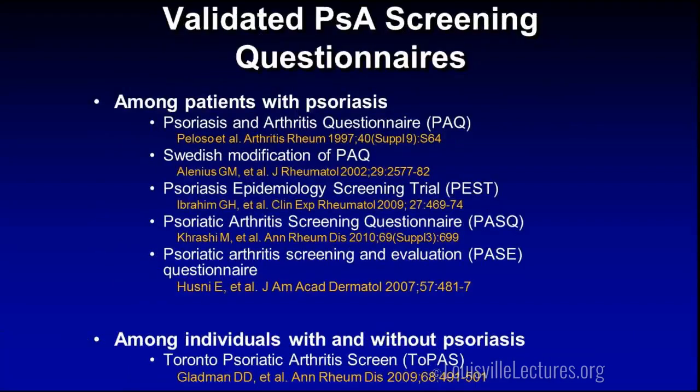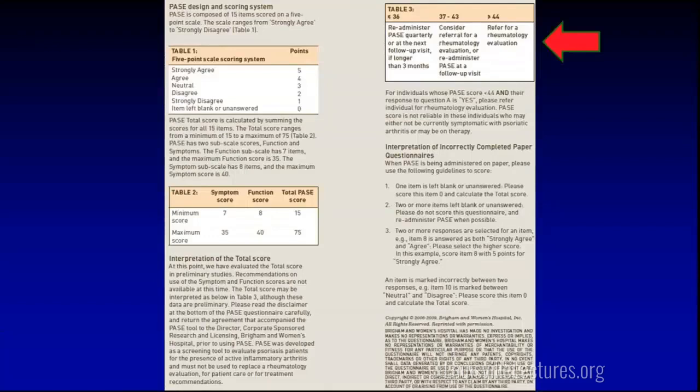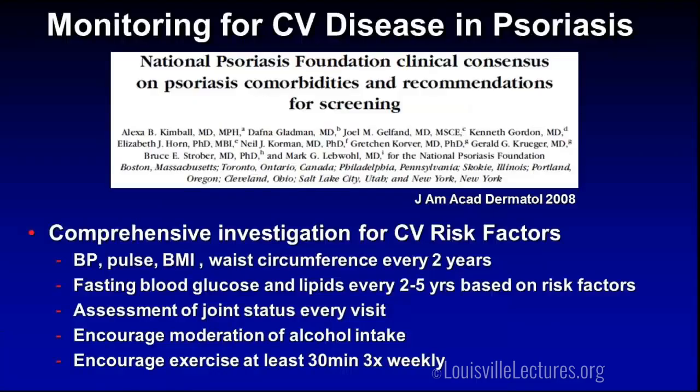Now, there are also a number of validated psoriatic arthritis screening questionnaires that are available to download on the internet, and these can be provided to psoriasis patients when they're in the lobby or when they're in their exam room before the physician comes in. This is one of them. It's called the PACE questionnaire, and here the patient answers 15 questions and circles their answer, and then all these points are added up, and depending on the total number of points, it's recommended to either consider a referral or that you should do a referral to rheumatology if you're uncomfortable making that diagnosis yourself.